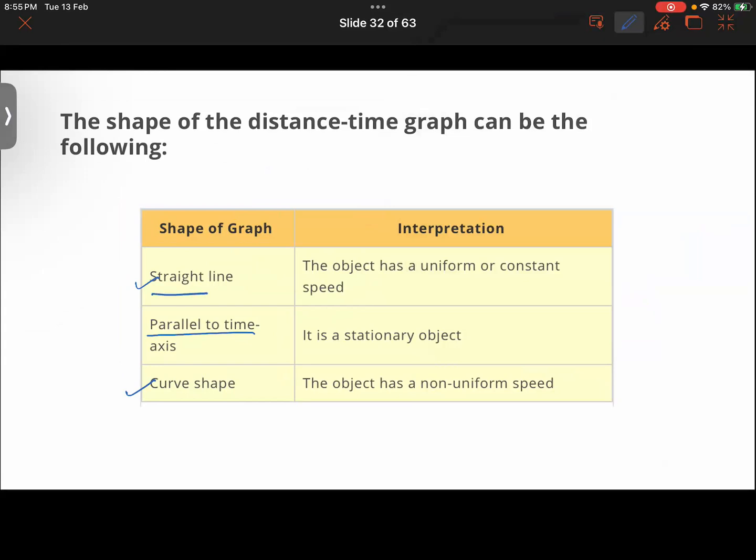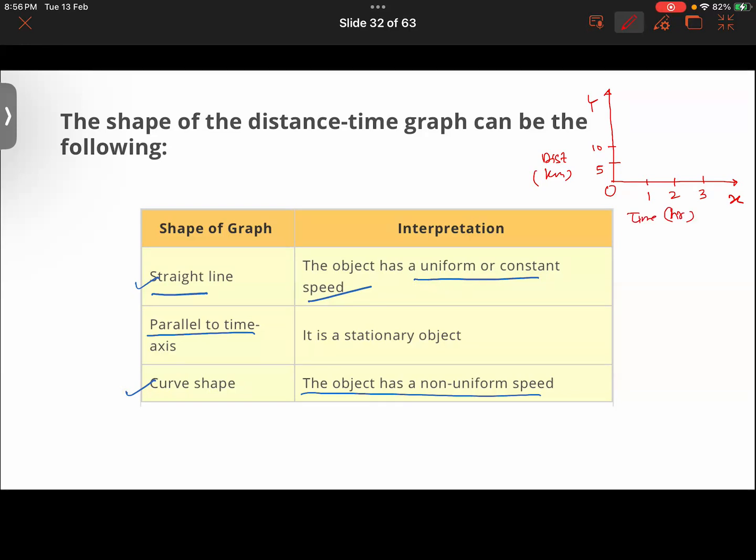So a straight line means that the object has a uniform or constant speed. A curved shape means that the object has a non-uniform speed. Now suppose you have a graph like this. This is the x-axis, this is the y-axis. Origin, 1, 2, 3, 5, 10. This is distance in kilometers. This is time in, let's say, hours.